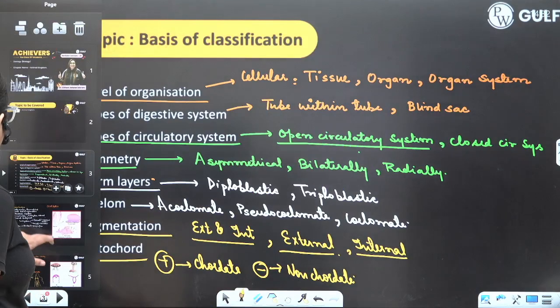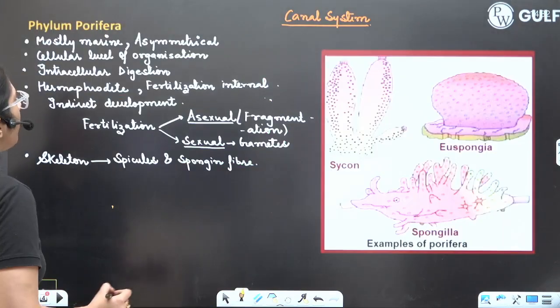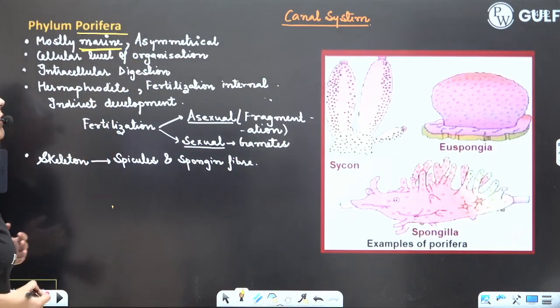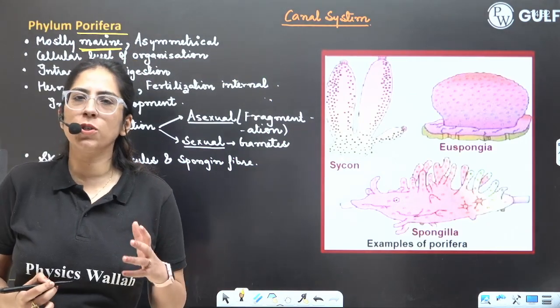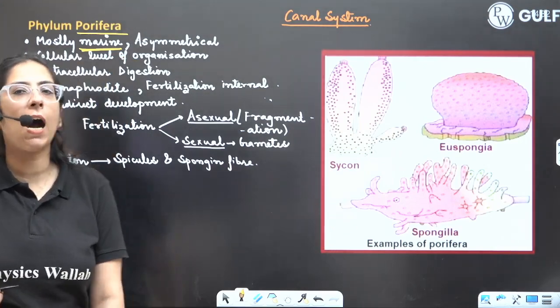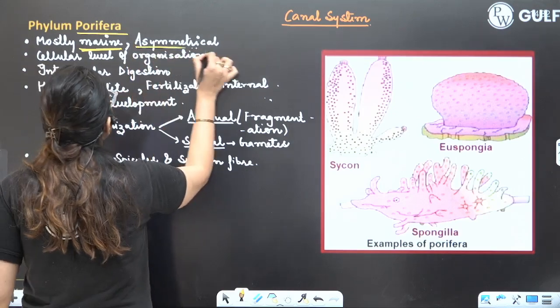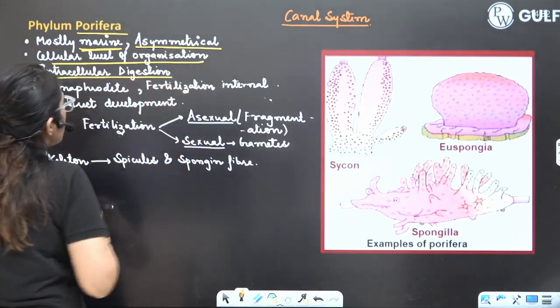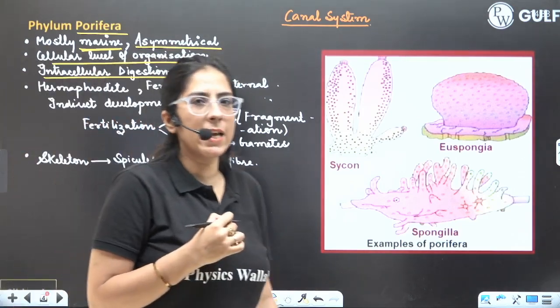This is the first phylum, phylum Porifera. These organisms are mostly marine, so they live in marine water. We have an exception also, a fresh water sponge, that is Spongilla. Next, they are asymmetrical. They have a cellular level of organization. Intracellular digestion occurs in between the cells.